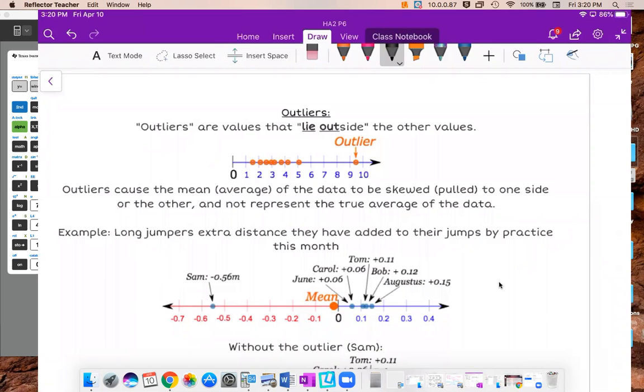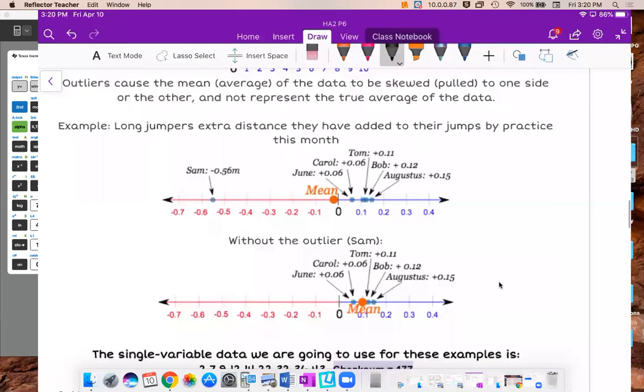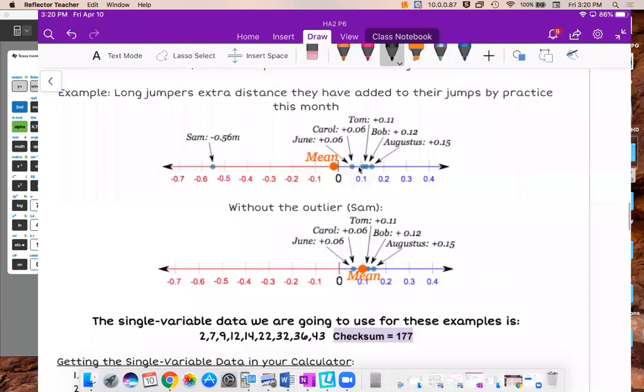So here's an example that we're going to go through. It says long jumpers extra distance they have added to their jumps by practice this month. So we're looking at this one, and you have a bunch of people that have added just a little bit of positive meters to their long jumps. And then you have Sam over here who has lost 0.56 meters, which is way out here. So this is an outlier because he's really far away from the rest of the data.